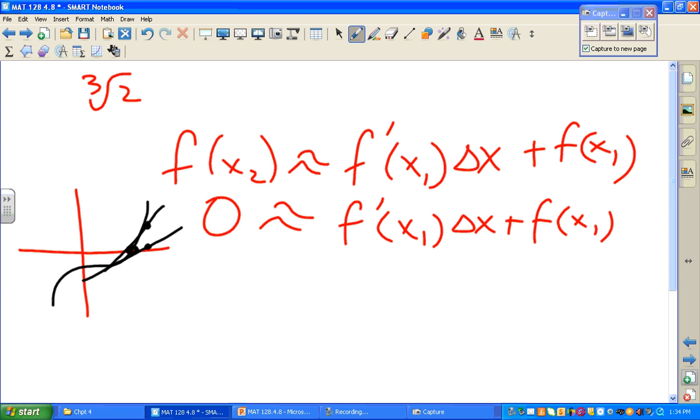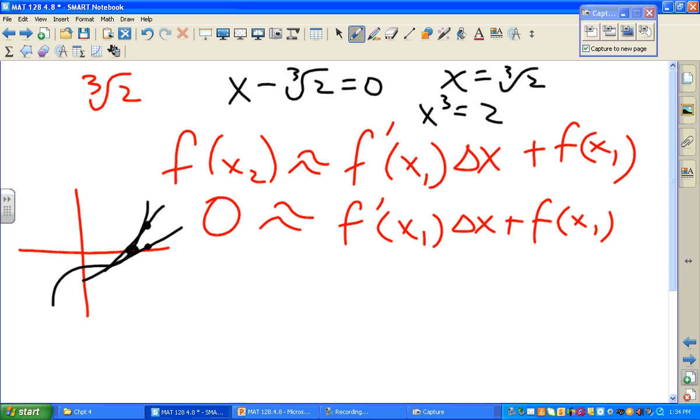this is the equation of something that equals 0, right? What is this the answer to? It's the answer to the problem of x minus the cube root of 2 equals 0. It's also the answer to x equals the cube root of 2. It's also the answer to x cubed equals 2. It's also the answer to x cubed minus 2 equals 0. It's the answer to all that stuff.